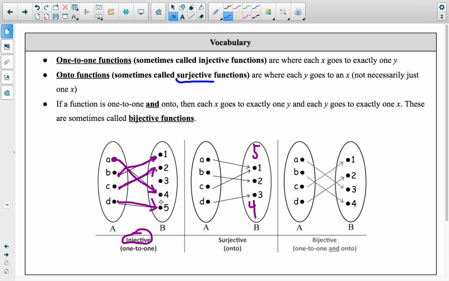If a function meets both of these requirements, if it's one-to-one and onto, if it's injective and surjective, then we call it bijective, where each x goes to exactly one y and each y goes to exactly one x. We see this perfect matching where every element in the domain goes to an element in the range.